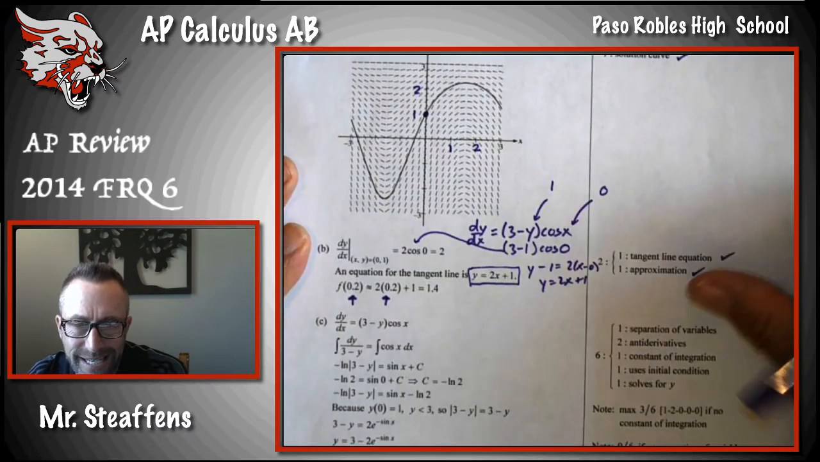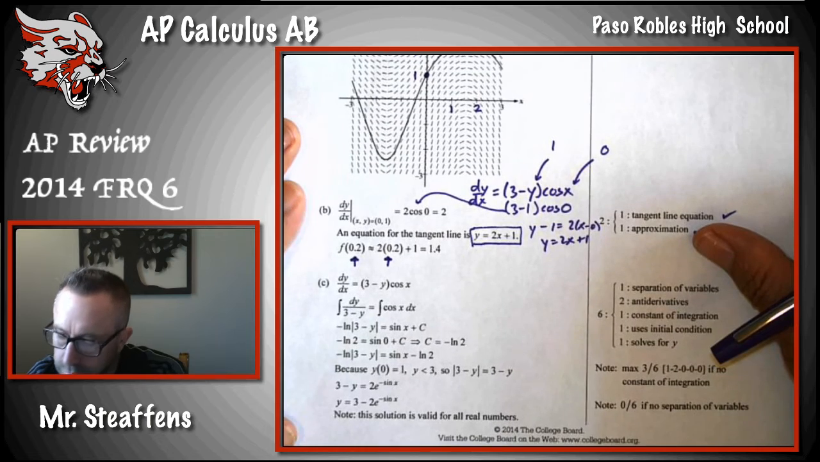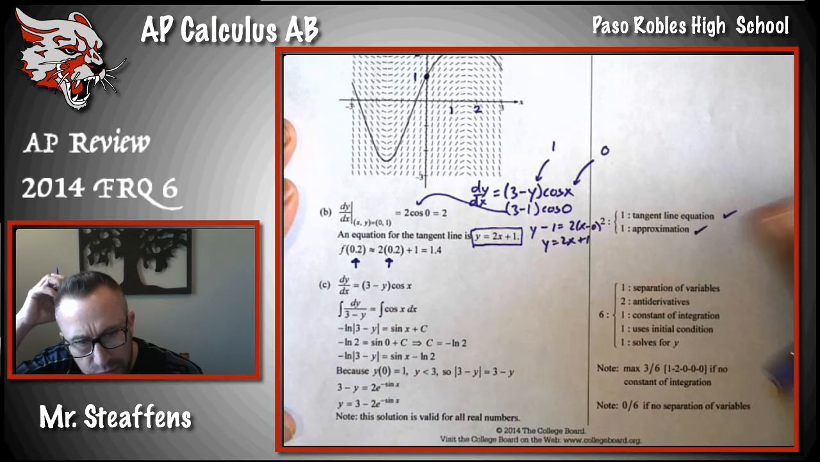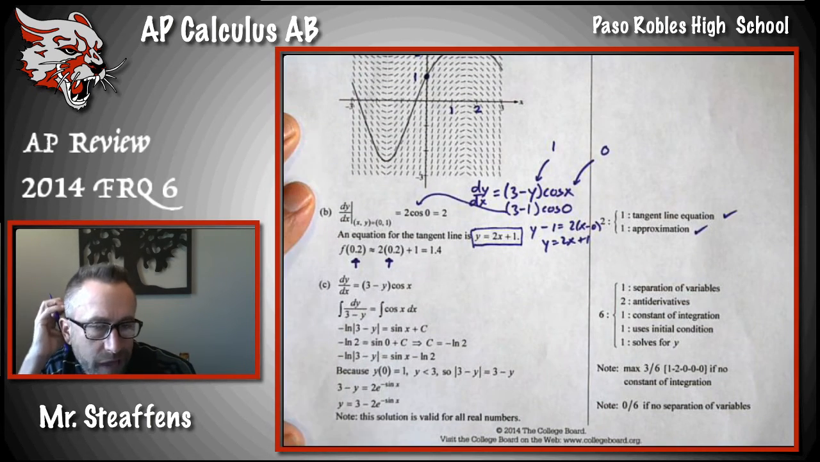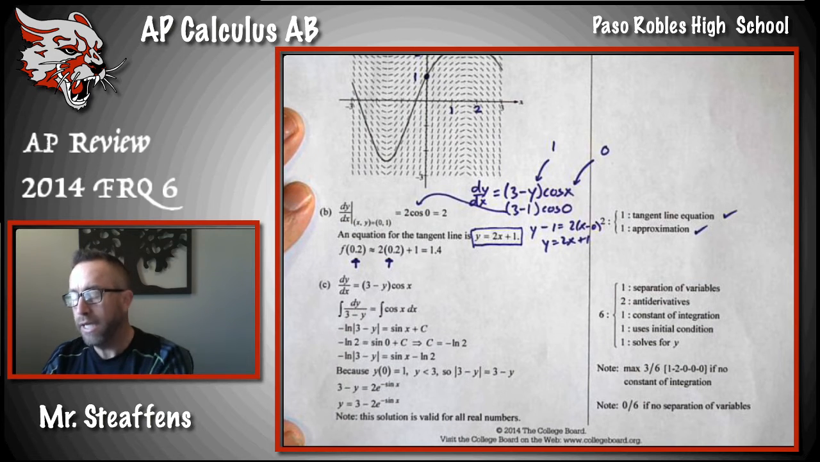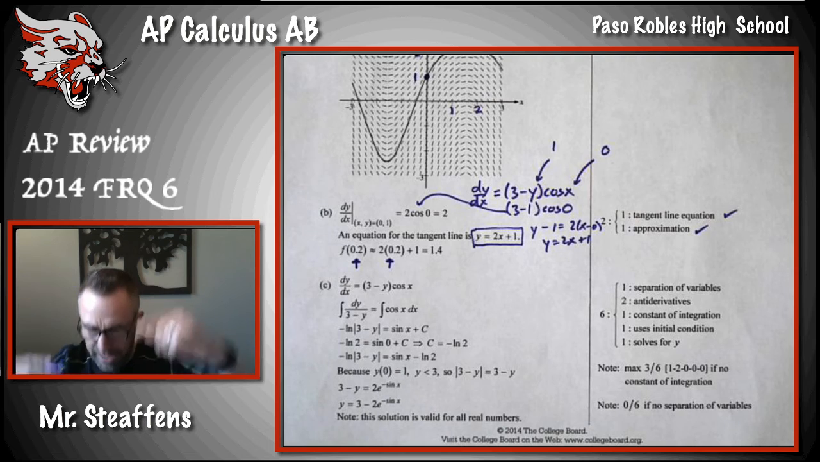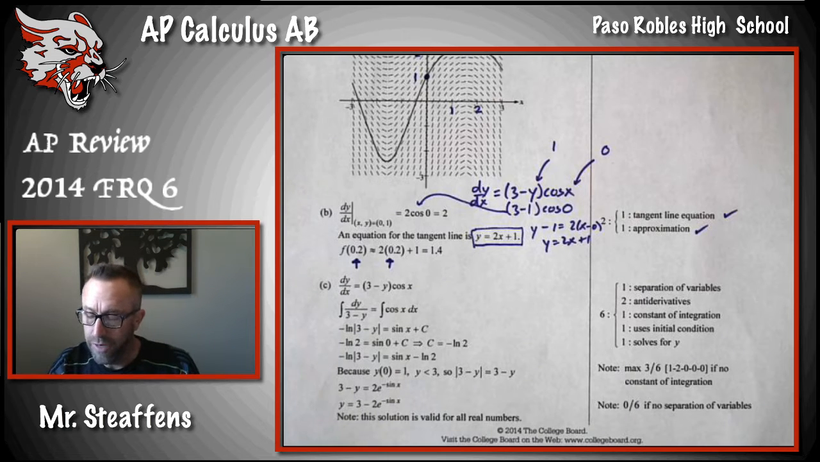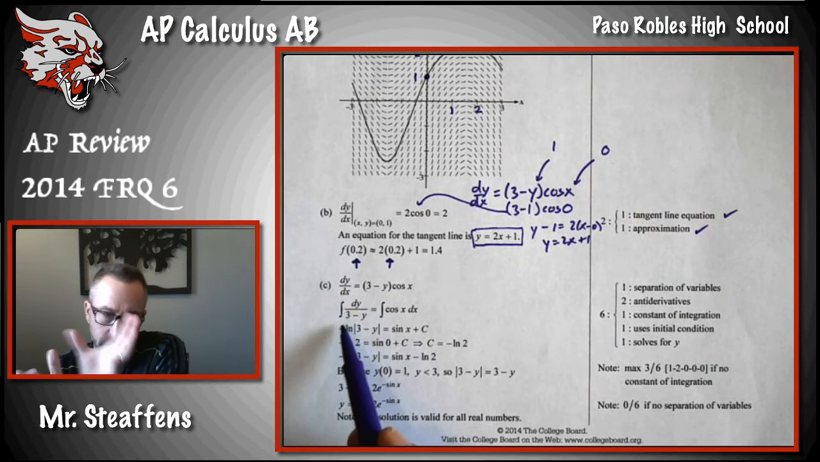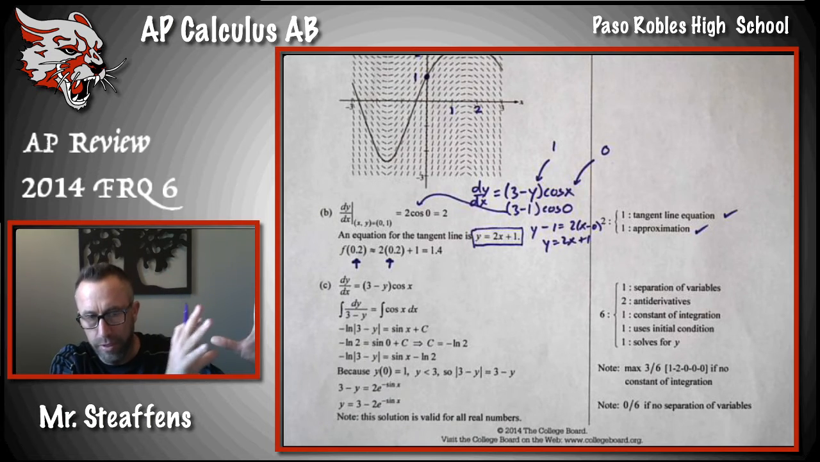So part C says, tell me what the original name of this function is. Go find yourself f of x. So if I have dy dx and I have to turn it into f of x, I have to take the integral. If you give me the derivative, I have to take the integral of it to turn dy dx back into the original y.